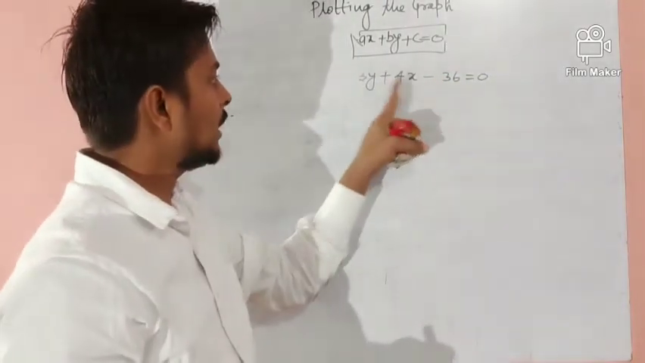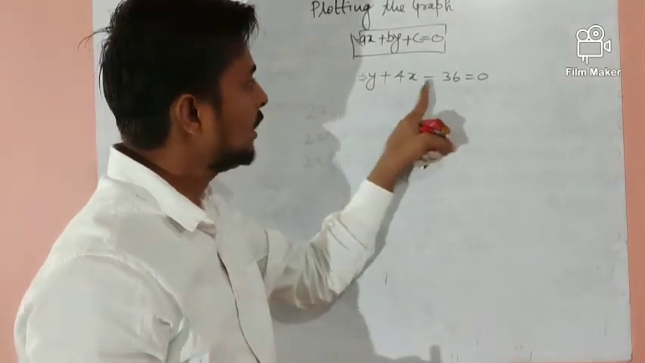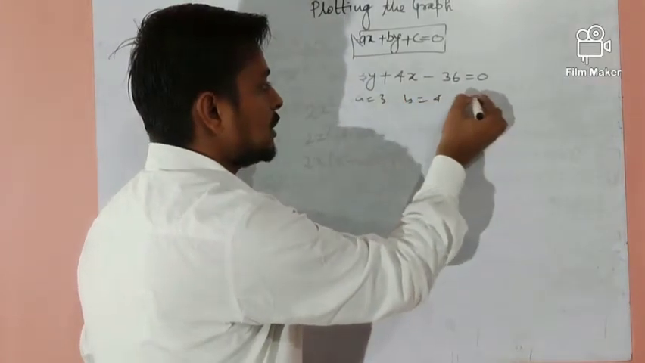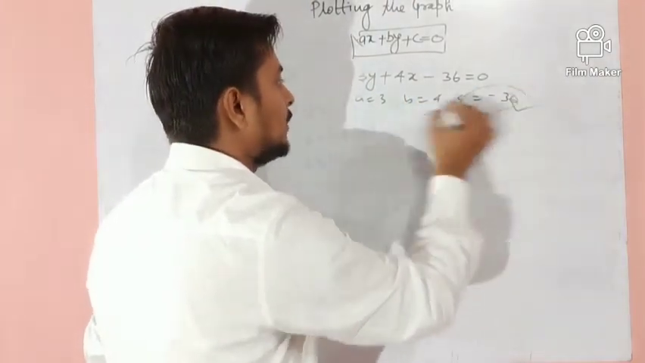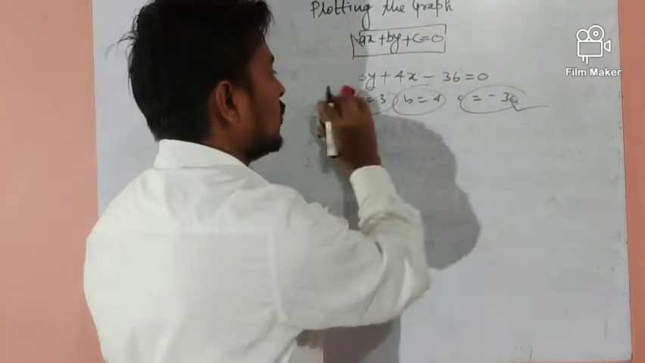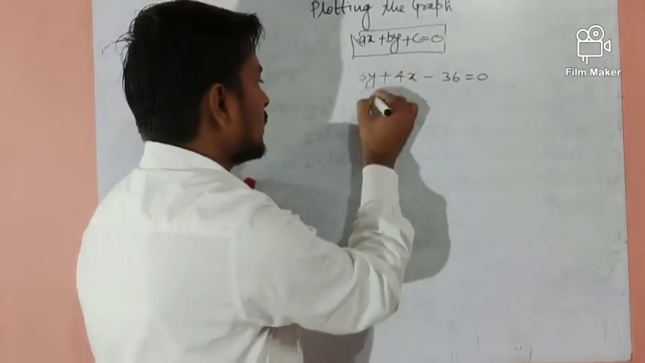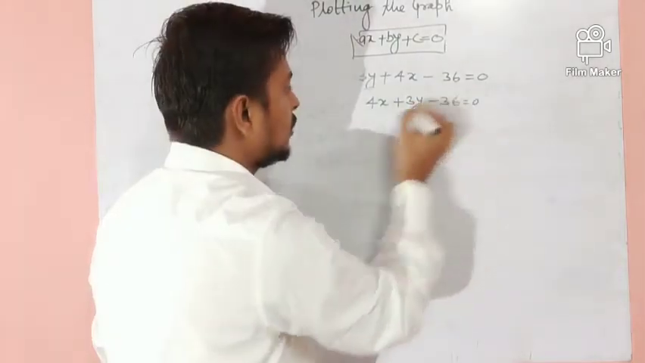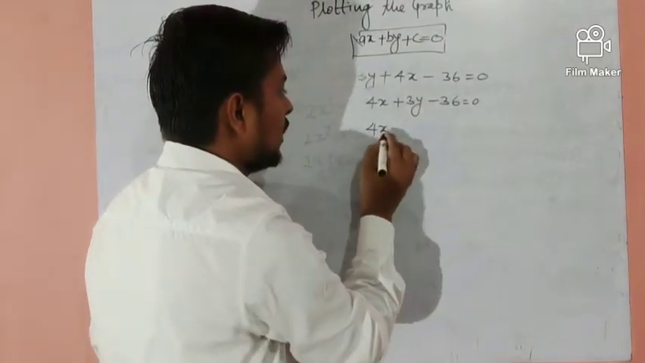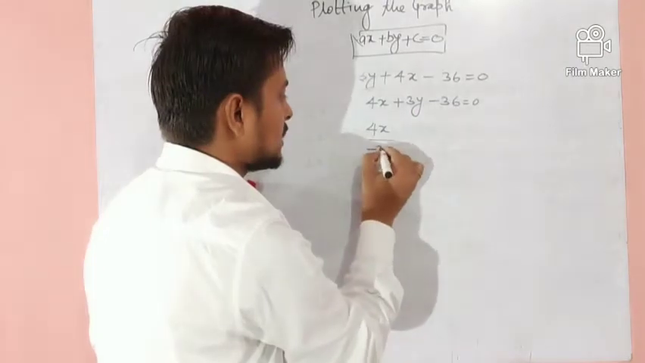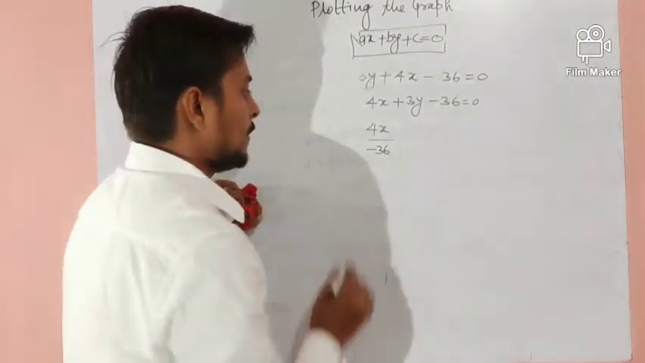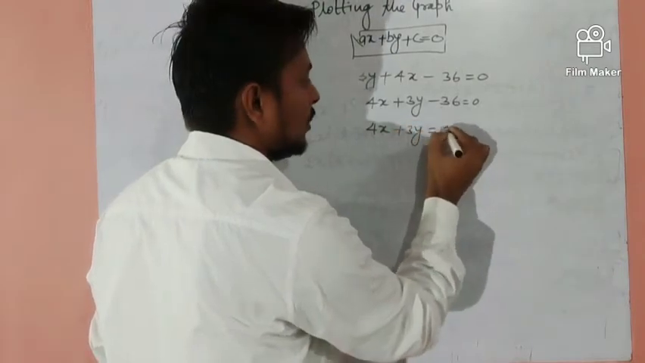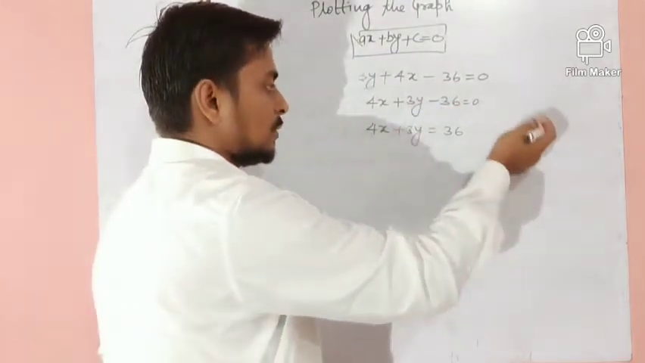So here ax plus by plus c. Don't confuse that a is equal to 3, b is equal to 4, c is equal to minus 36. This is right, but these are wrong. So be careful that this is 4x plus 3y minus 36 is equal to 0. Now do a simple thing, divide by c. C is minus 36. So this is, and you can do what? 4x plus 3y is equal to 36. Minus will be here plus.